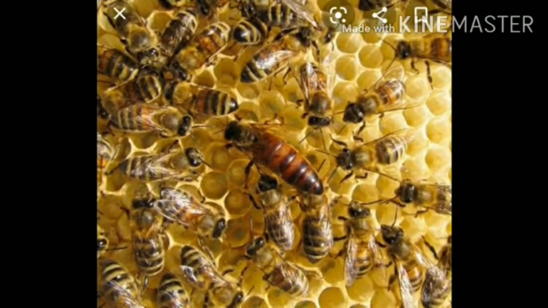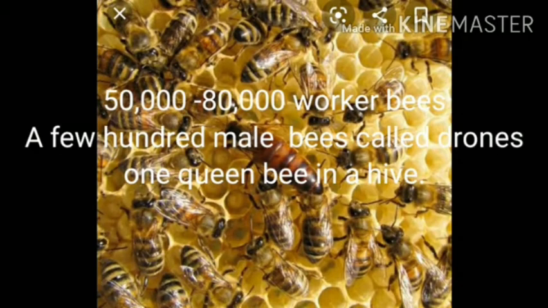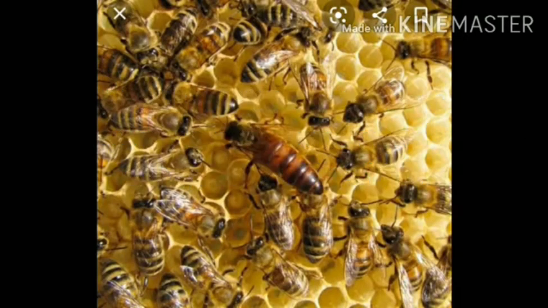An interesting fact is that in a colony of bees, there are 50 to 80,000 worker bees in a hive which collect nectar. It has a few hundred male bees called drones and only one queen bee in a hive.